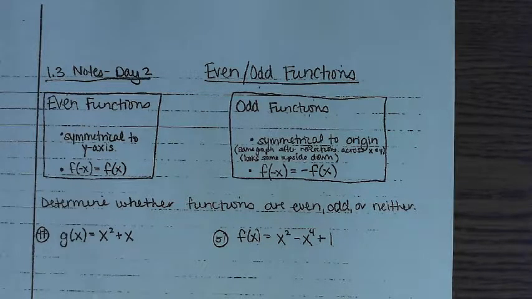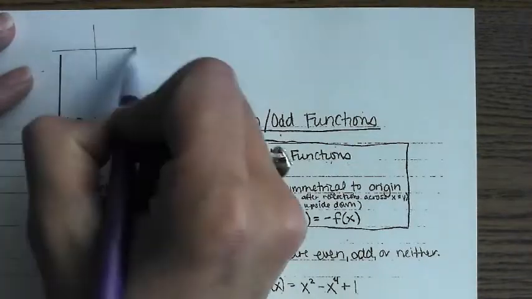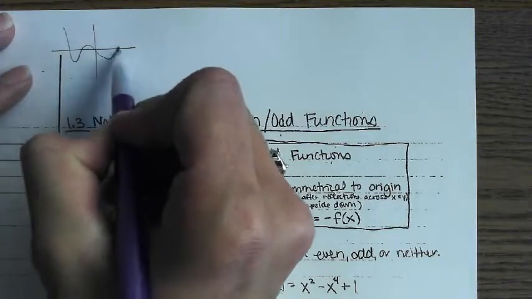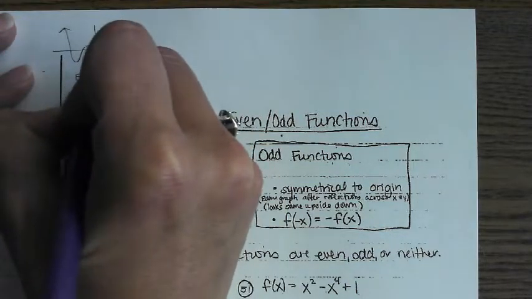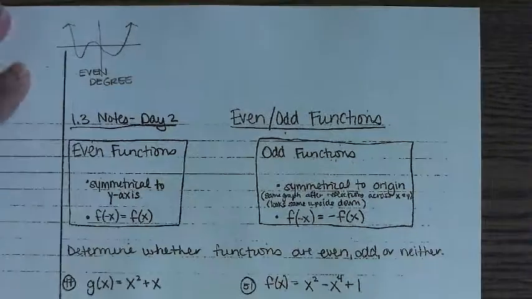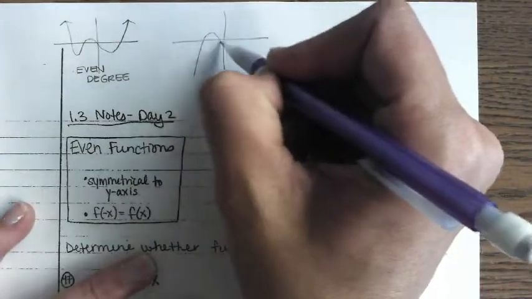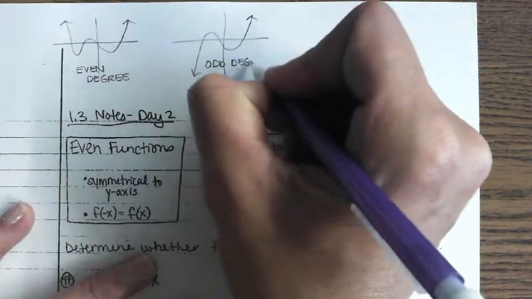Not to be confused with even and odd degree polynomials. Yes? When you're talking about even and odd degree polynomials, you're talking about this sort of stuff. Is that an even degree or an odd degree polynomial? Even. Even degree. And I'm only bringing this up so you don't confuse them. And this, with opposite end behavior, was an odd degree polynomial. Remember that from last year?